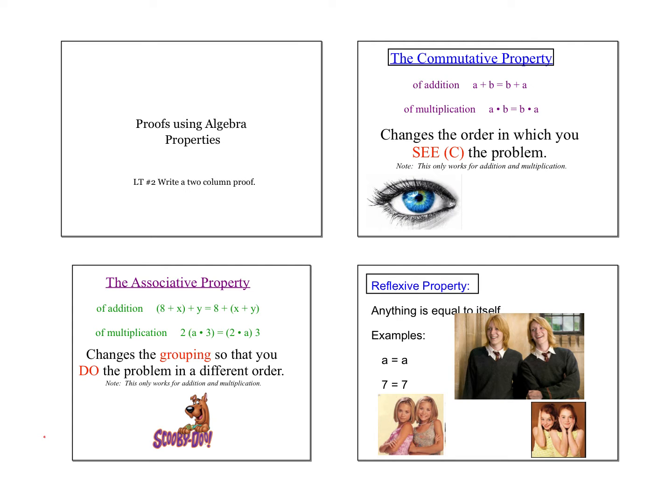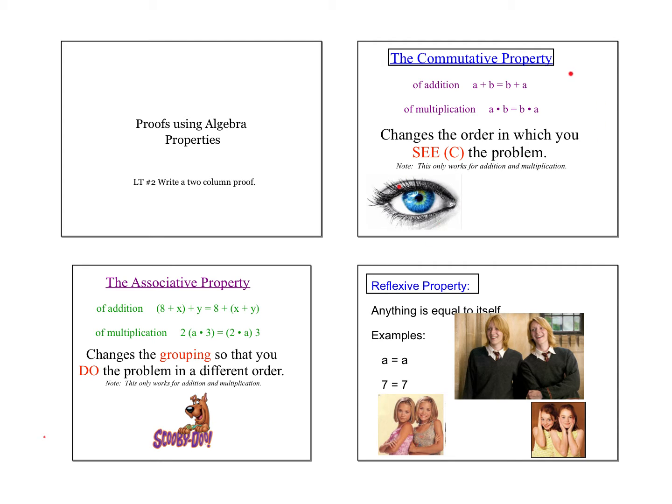All right, so for learning target 2, we are going to write a 2-column proof using the algebraic properties. And so the algebraic properties are something that hopefully you're familiar with, at least you've used them in the past. I'm going to quickly just remind your brain of these, and I'm going to show you how to use them in a proof. That's going to be the crucial part to this.